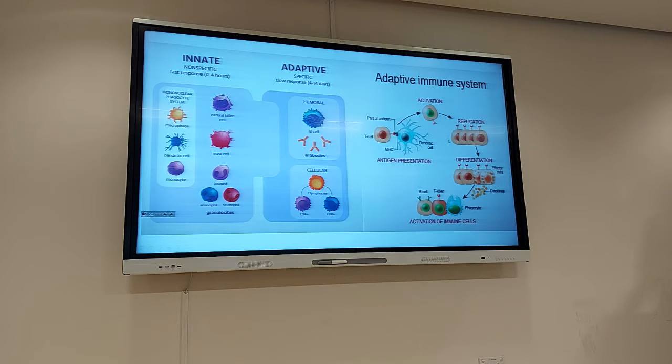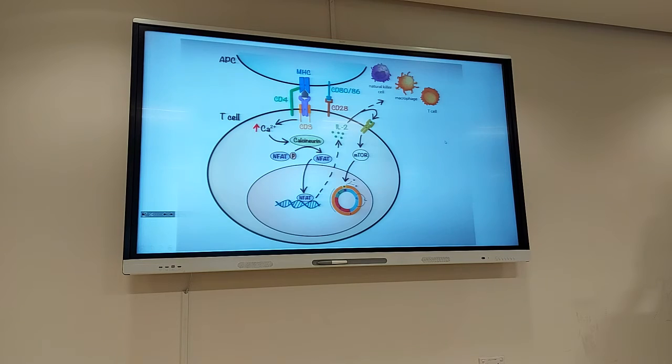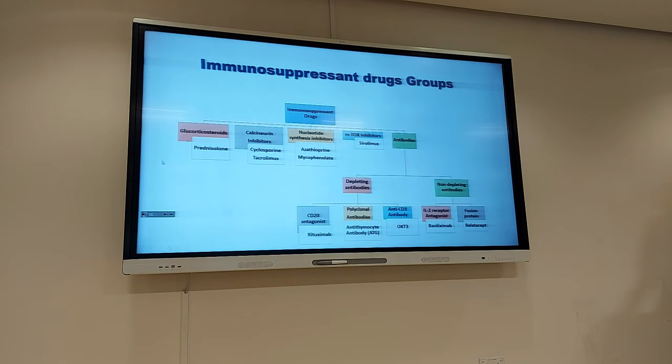To survive or help improve the inflammatory response. Okay, so how does that work?